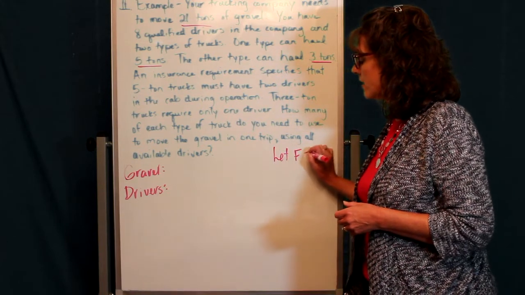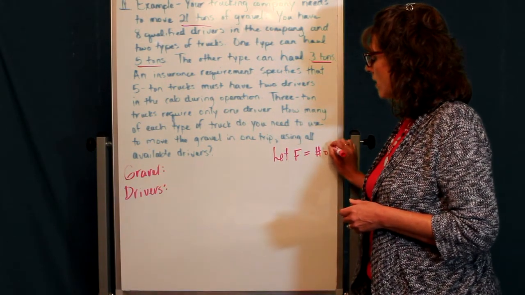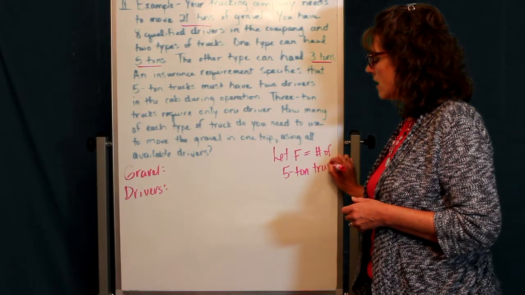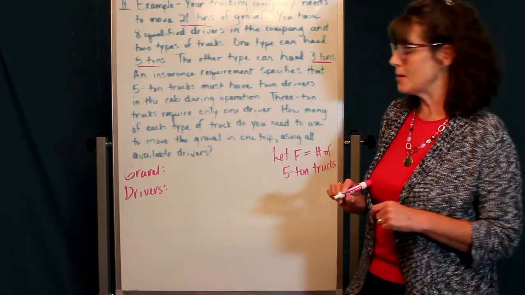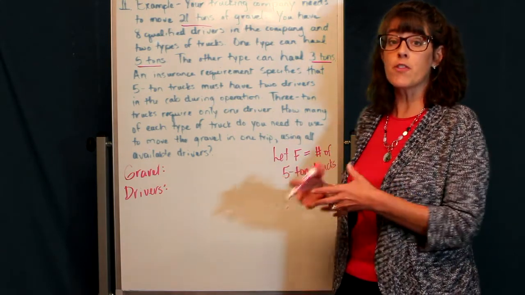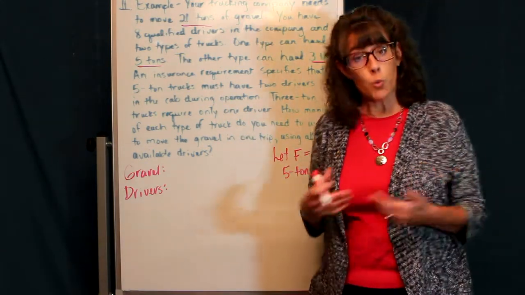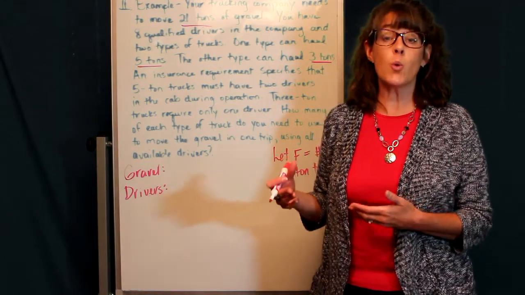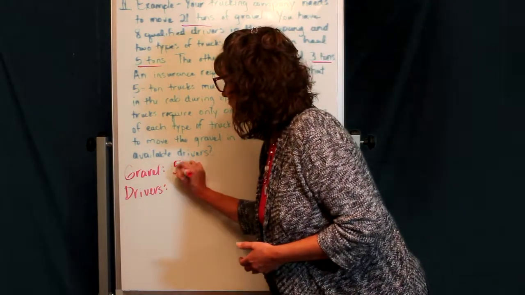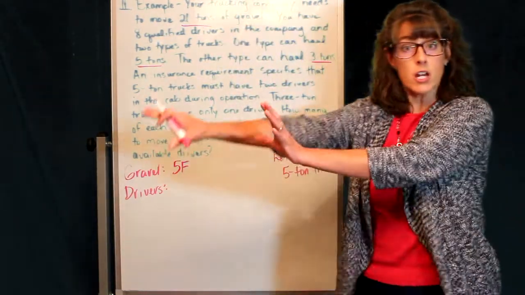I'm going to let F equal the number of 5-ton trucks, simply because F sounds like 5. I like to make things simple. But I know that each and every one of these trucks is going to haul 5 tons, so to figure out the amount of tonnage that's going to come with those trucks, then that's going to be 5 times the F. So I've got 5 times the F, and that's the amount of tonnage that's going to go out with those trucks.